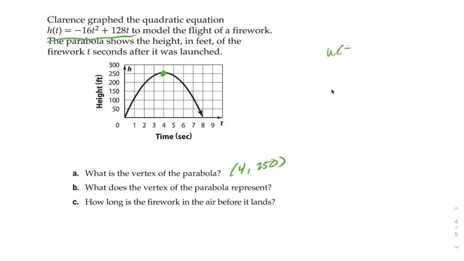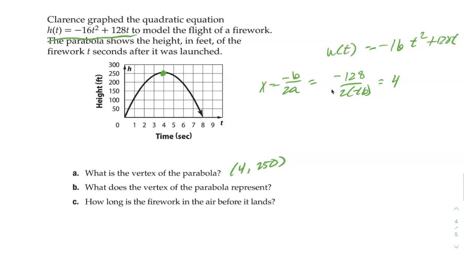So h of t would equal negative 16t squared plus 128t. Now remember, the way you find the x in the vertex is the axis of symmetry formula, negative b over 2a. So in this case, it would be negative 128 over 2 times negative 16. If you simplify that, you should get 4. And if you plug that into the equation, you actually do get 4 and 250. Well, I did all that work for nothing. You can't always assume the graph's right, though.